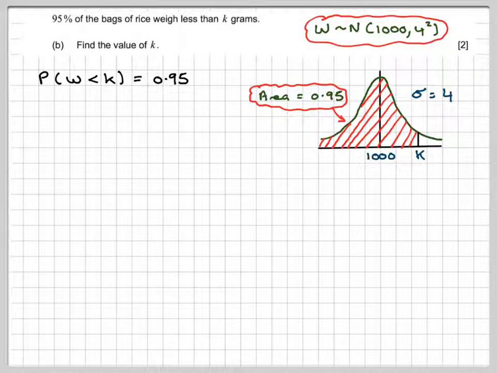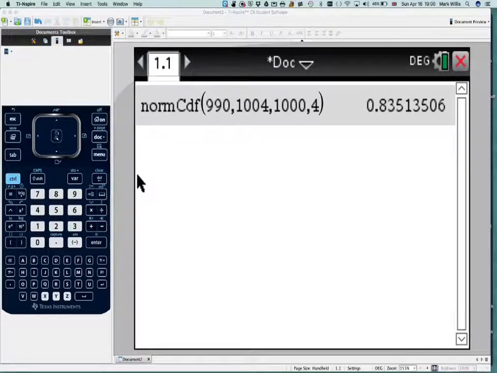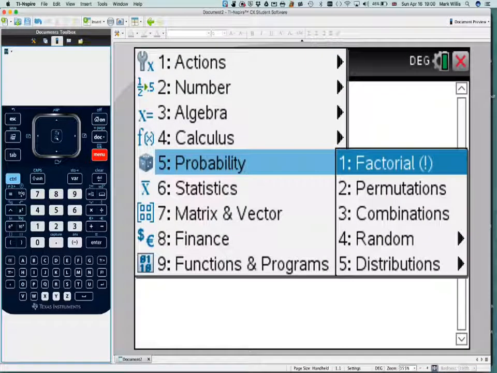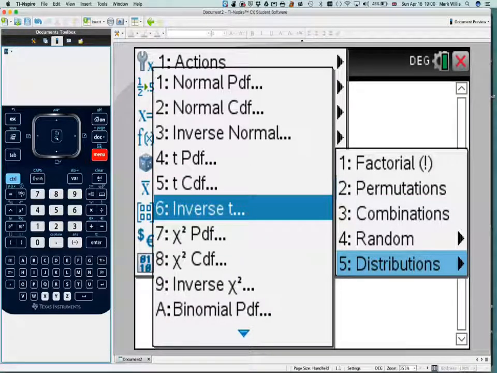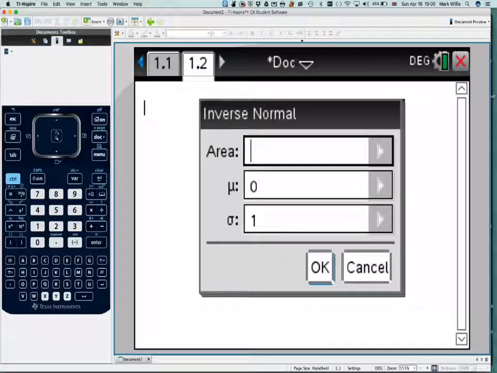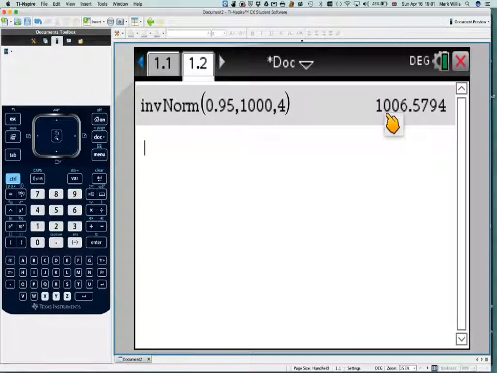To do that, we go back to my GDC. I'm just going to take a new page. Then do menu, number 5 probability, number 5 distributions. This time we're given the area and we have to come up with the value of W. So it's inverse normal, number 3. This one here, inverse normal, and the area is 0.95. Inverse normal gives you the area from minus infinity up to a point. You put the mean being 1000 and the standard deviation being 4, and press OK.